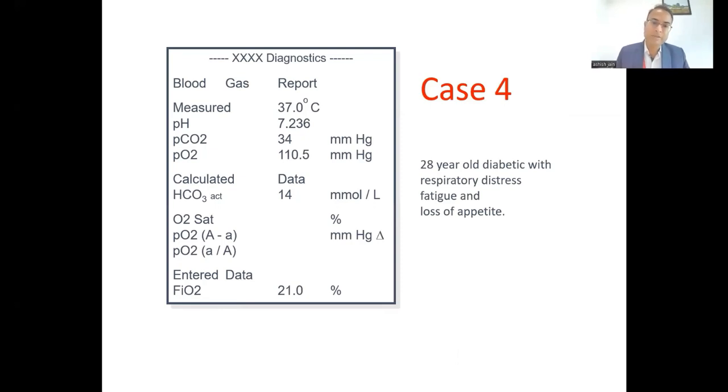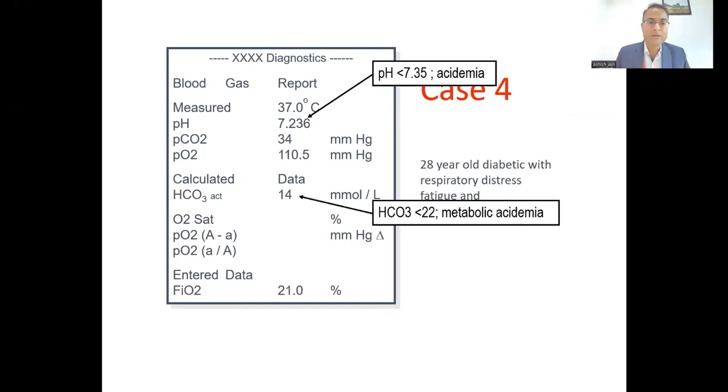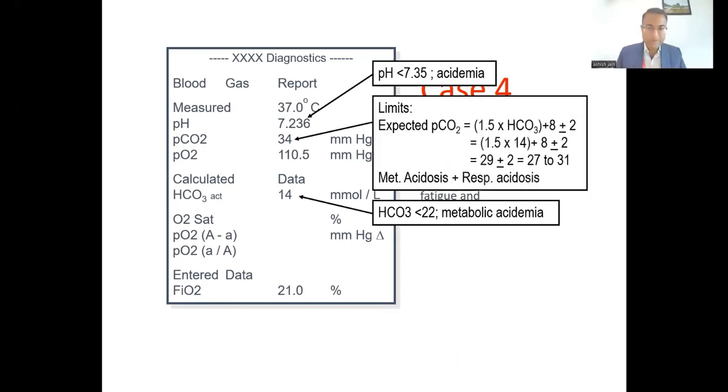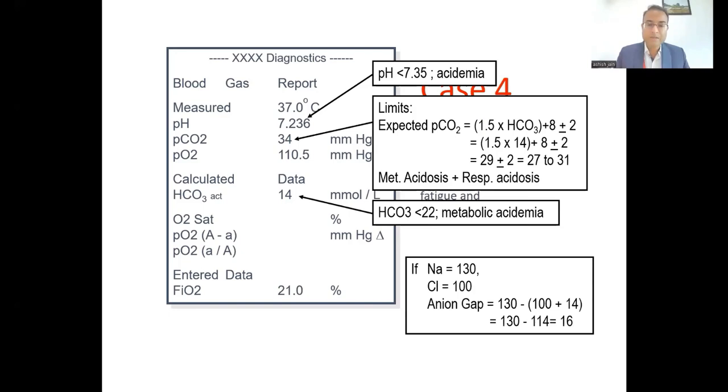Coming to case 4, a 20-year-old diabetic with respiratory distress, fatigue and loss of appetite with a pH of 7.23. That means it is acidemia, bicarbs are low, PCO2 is also low, it indicates metabolic acidemia. For the metabolic acidemia, the expected carbon dioxide level would be around 27 to 31 and we have 34. So the patient is having metabolic acidosis along with respiratory acidosis.